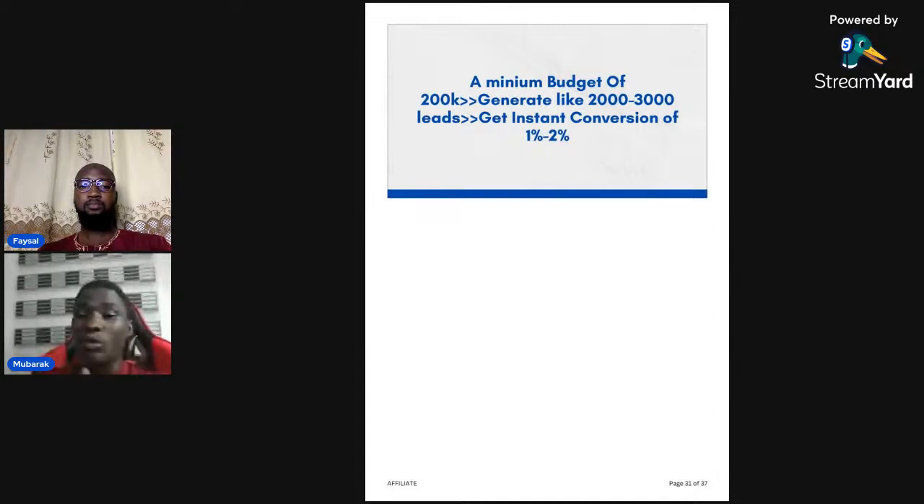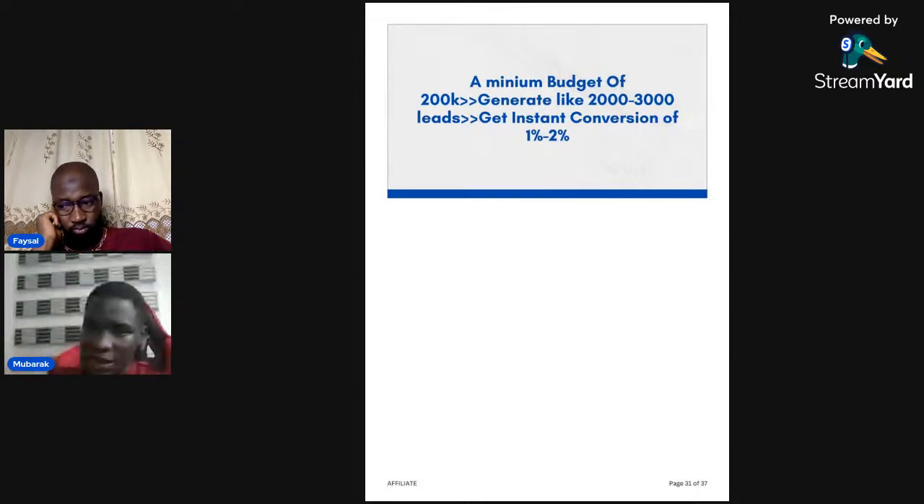Also, it depends on the kind of funnel that you use. So that's it. If you spend like 200,000, you can generate like 2,000 to 3,000 leads. That's with an average CPL of anything from 18 naira to 100 naira. And I believe running ads for a niche like resin art and craft, your CPL might not really exceed 100 naira because there is not too much competition on that product. Do you understand? So that's it.